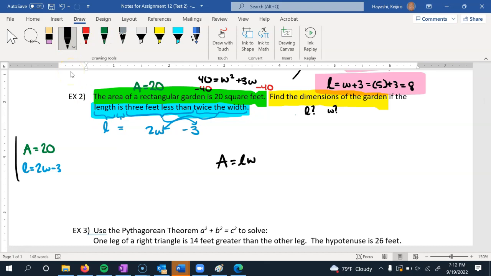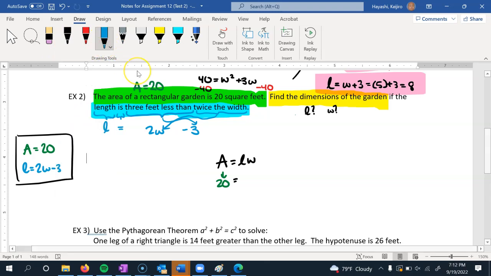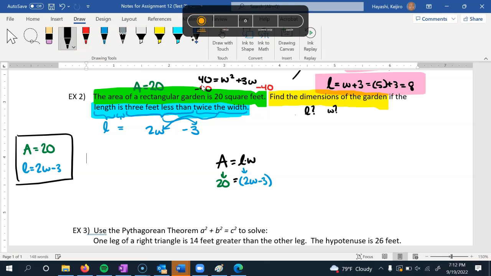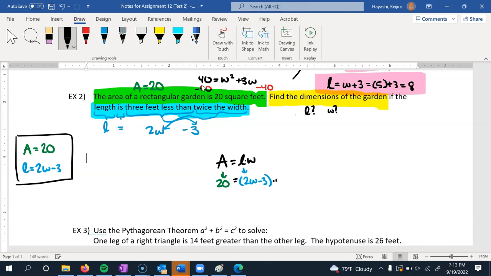All right, so I got my equations all neatened to the side. What is the area? 20. So 20 equals, do I have a different way to express L? I'm going to replace that L with 2W minus 3. I'm just going to put a dot here to indicate multiplication, even though it's probably not necessary. If I replace L with 2W minus 3, what remains in my equation? Times W.